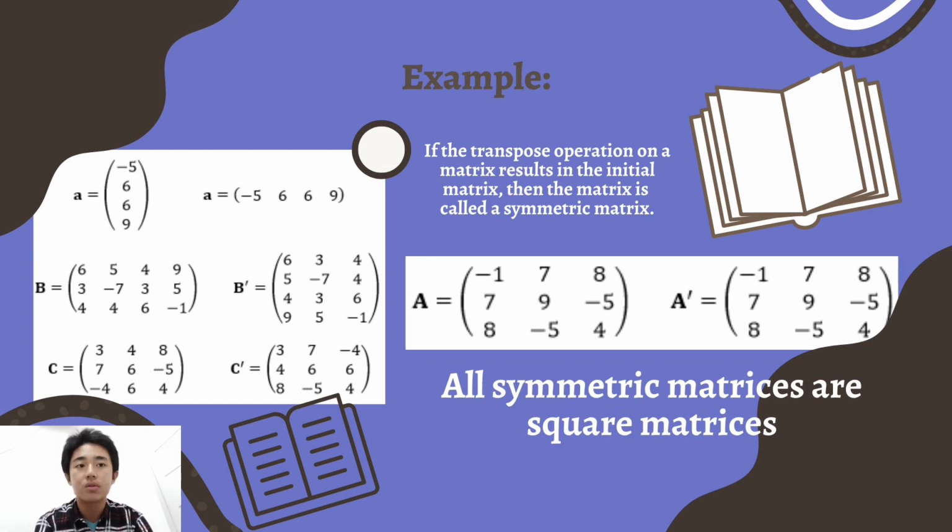Note this, all symmetric matrices are square matrices. There's never been other than a square matrix. So yeah, let's move on to the next.